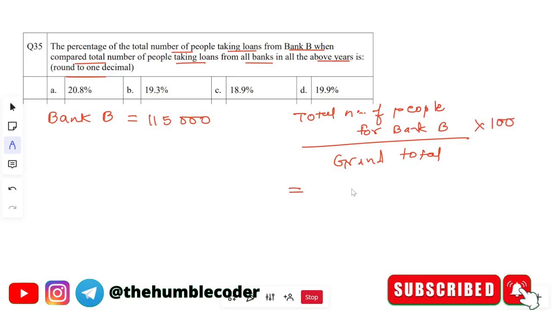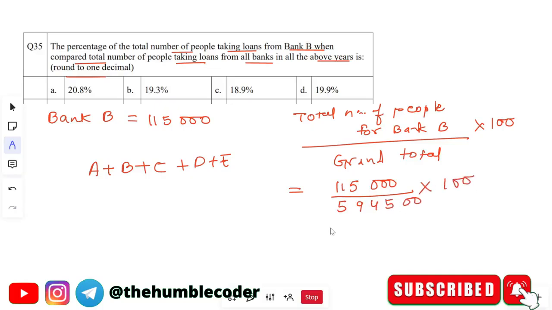So let's substitute the values. We have already found the value for bank B, which is 115,000, and the grand total is the summation of all the people in A, B, C, D and whatever it was, I think it was E. Whatever values we found on the top, you have to sum all those values. When you sum them, you get 594,500, multiplied by 100. This is going to give us the percentage.